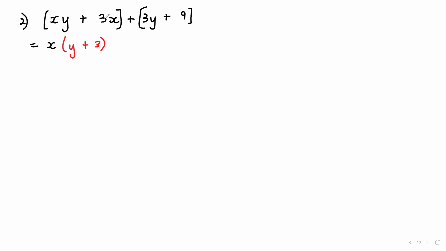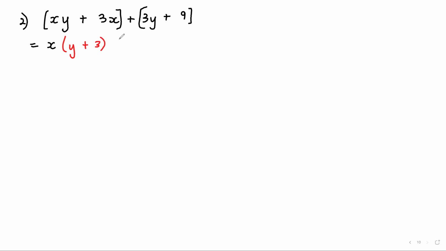Let's say we had xy plus 3x plus 3y plus 9. So I'm not going to rearrange it because it's already in an order such that they have common factors. So xy and 3x, they have a common factor of x, and 3y and 9 also have a common factor that is 3. So factorizing by grouping, the common factor here is x, so x goes on the outside. x times y is xy, and x times 3 is 3x.